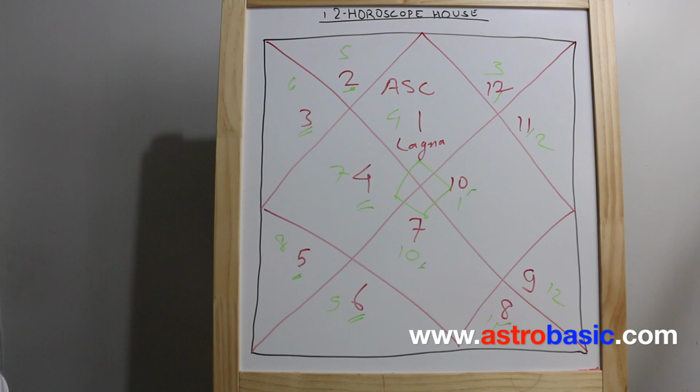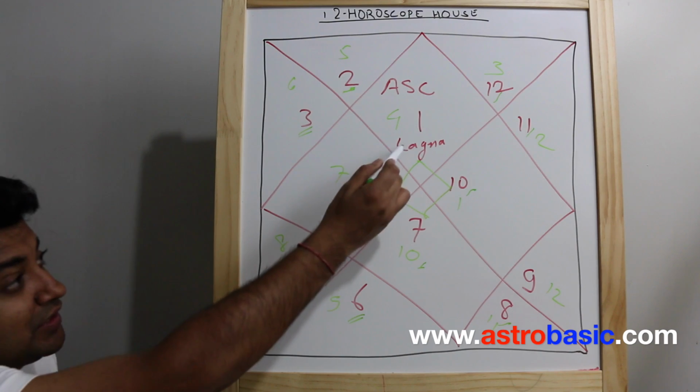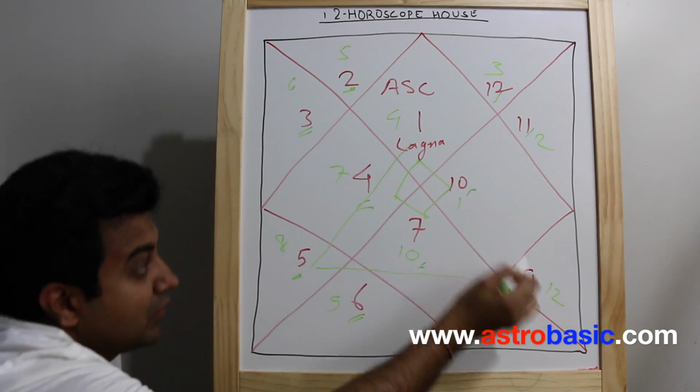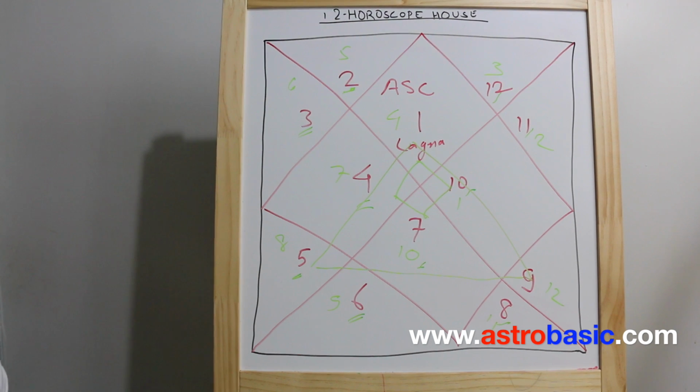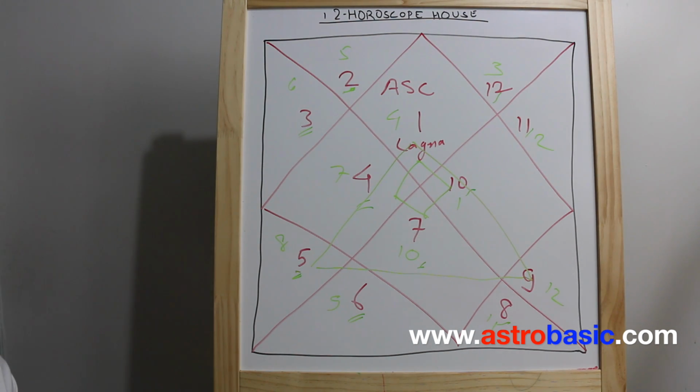So these 4 houses are very important. And then, if you see this triangle, so the 1st, 5th and 9th form a triangle. So 1 is common in both the square and the triangle, so 1 is very important. This 1, 5 and 9 is called the Lakshmi Sthan.